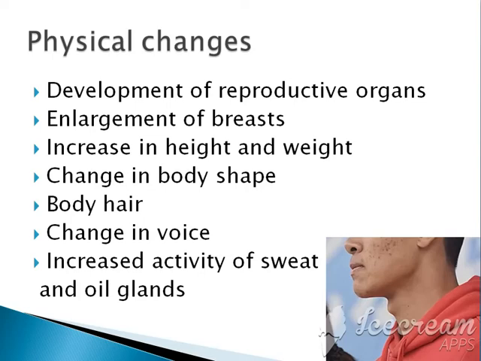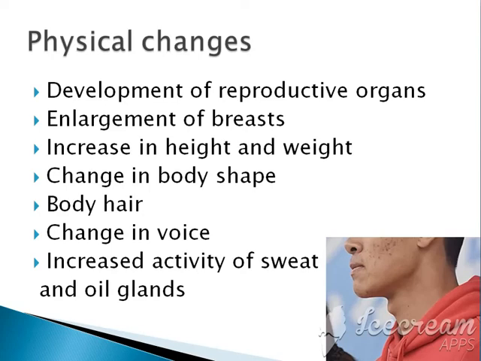Then increased activity of sweat and oil glands. The sweat glands produce sweat and the oil glands produce sebum. Oil glands are otherwise called sebaceous glands. So this sebaceous gland or oil gland starts to produce sebum, and due to this activity, pimples or acne form in teenagers.